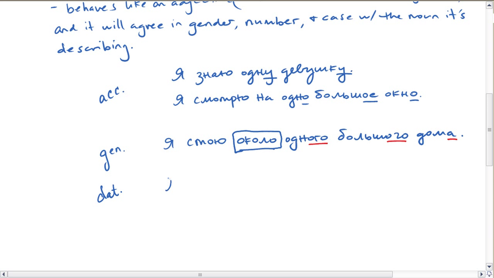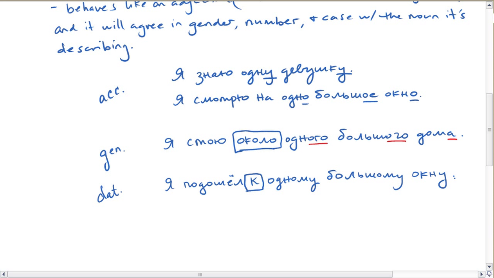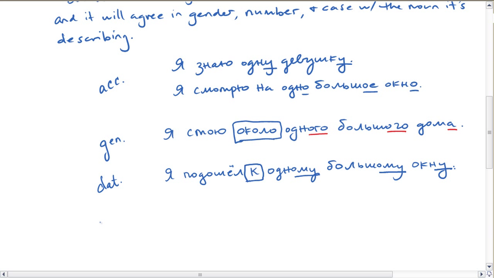And then we have the dative case. Я подошел к одному большому окну. Because of к, we need to use the dative case. Одному большому окну.